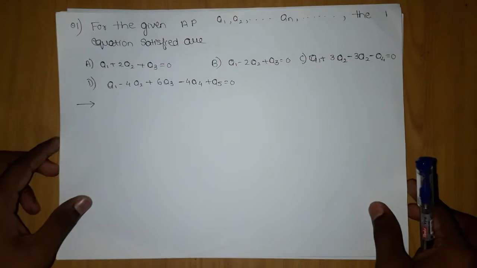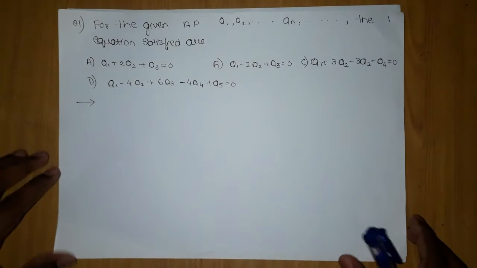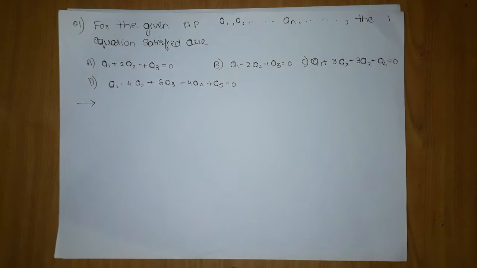So with this, now let's begin with the first question which we are going to encounter. The question says, for an AP A1, A2, and so on till An, the equations satisfied are.